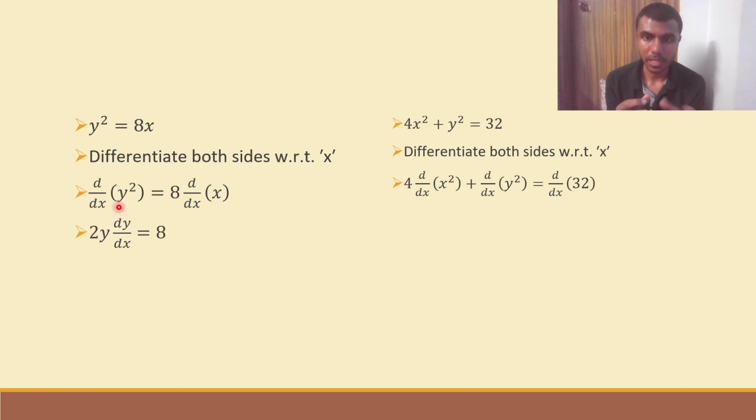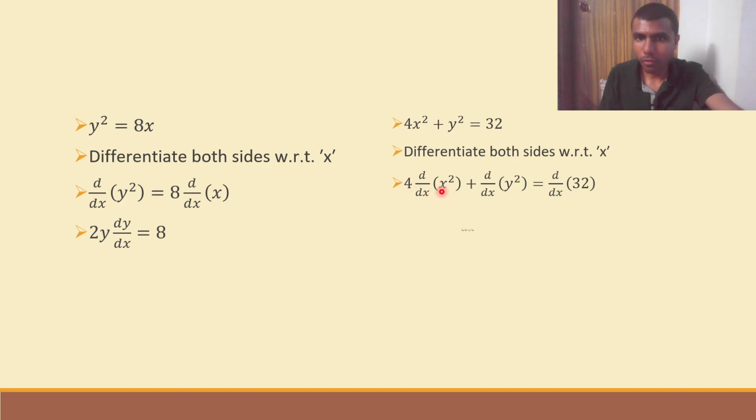Why? Because here we are differentiating with respect to x, but our variable is y, but y is dependent on x. So treat it like x only. Like derivative of x square is 2x, so derivative of y square is 2y, but our variable is y here, and we are differentiating with respect to x. That's why as per chain rule we would get into dy by dx. I hope this concept is clear.